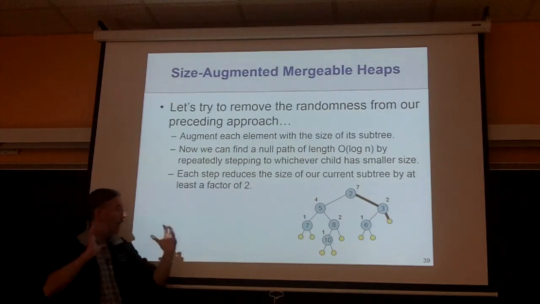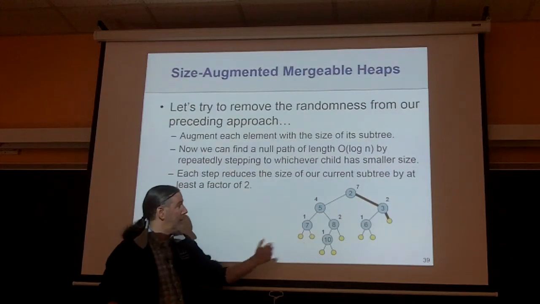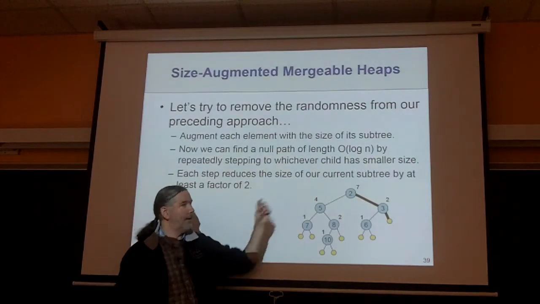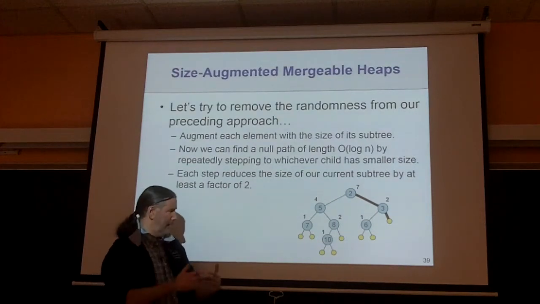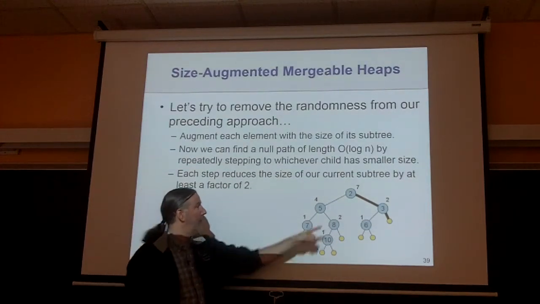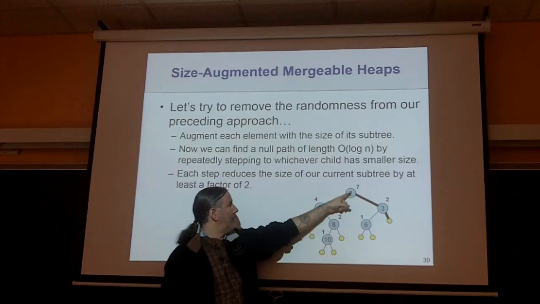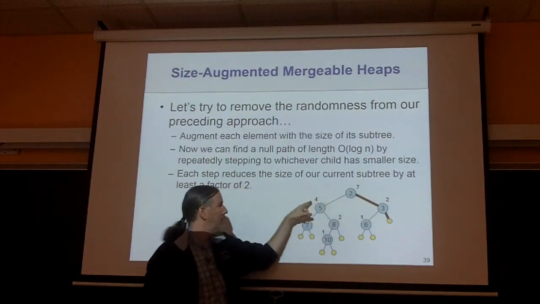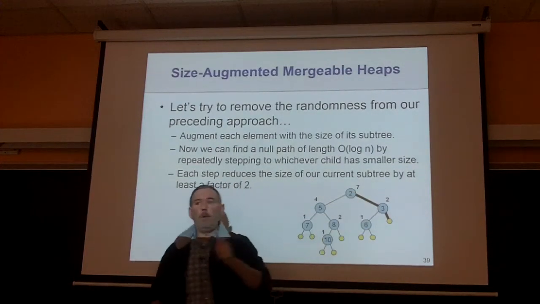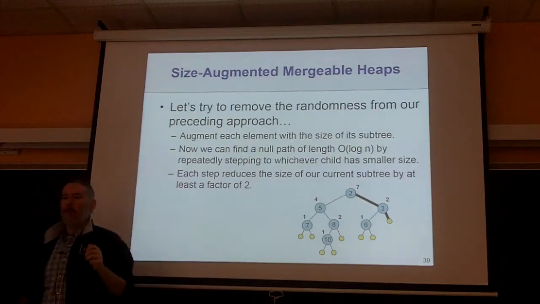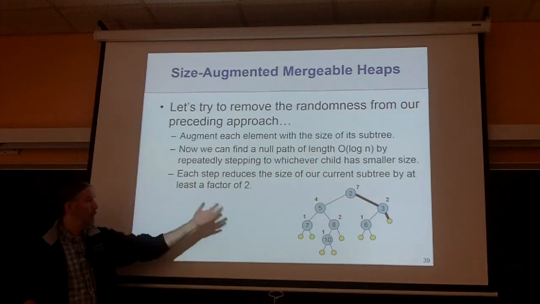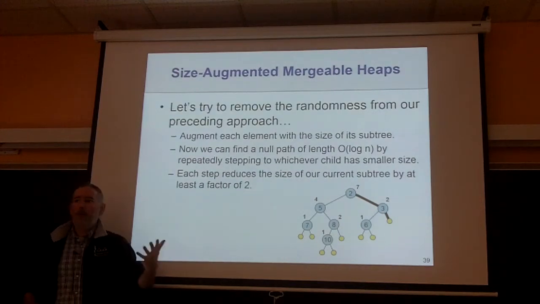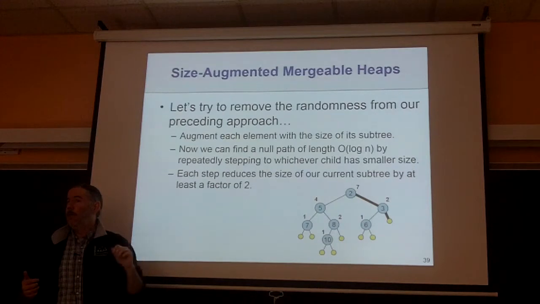And this is a big high-level concept. Lots of times we do this with data structures. We augment them with extra information, right? And that extra information helps us solve problems more efficiently, because now I can find a short null path. Which way do I step? Well, I look at the subtree sizes of my 2 children, and I step to the one that has the smaller subtree size. And I know that process will give me a null path of length log n. So if I have the tree augmented thusly, I can find short null paths, I can merge in log n time, and I'm done, right?